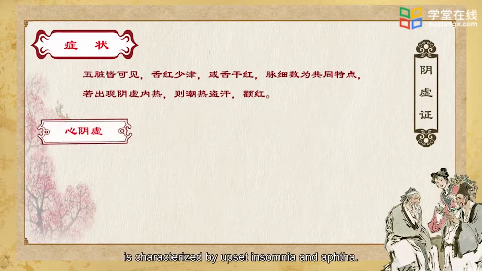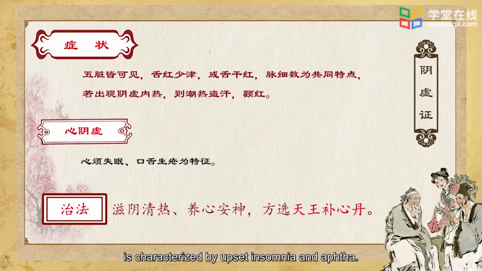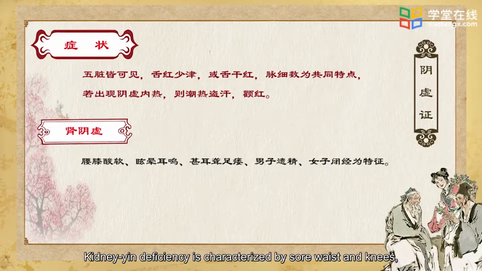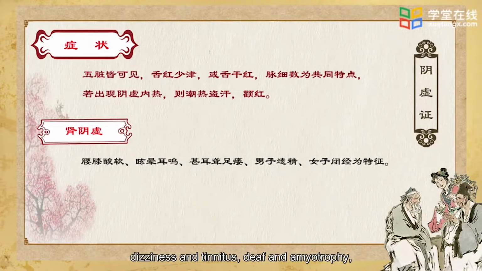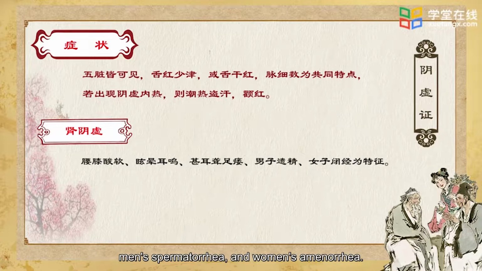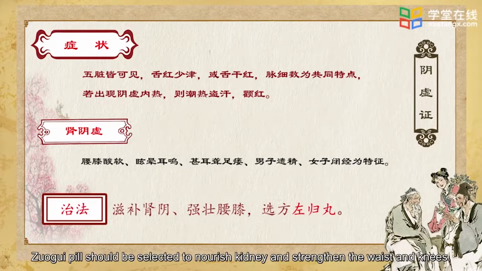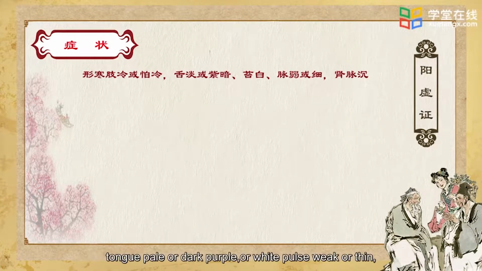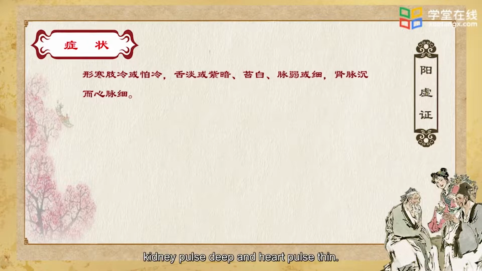Deficiency of heart yin is characterized by upset, insomnia, apathy. Kidney yin deficiency is characterized by sore waist and knees, dizziness and tinnitus, emaciation and amyotrophy. Men's spermatorrhea and women's amenorrhea. 左归 pill should be selected to nourish the kidney and strengthen the waist and knees. Yang deficiency syndrome can be seen as sensation of cold and chill. Tongue pale or dark purple, or white, pulse weak or thin. Kidney pulse deep and heart pulse thin.